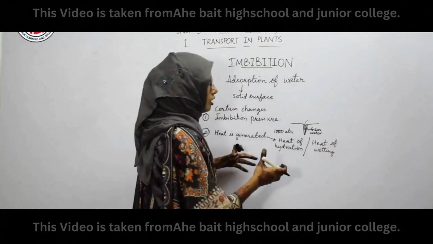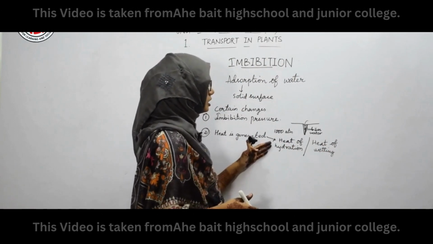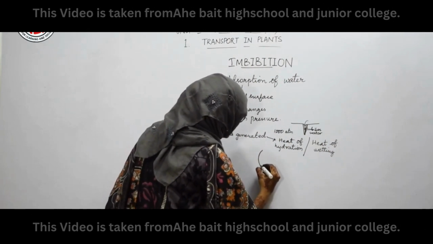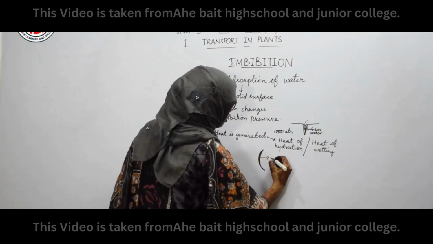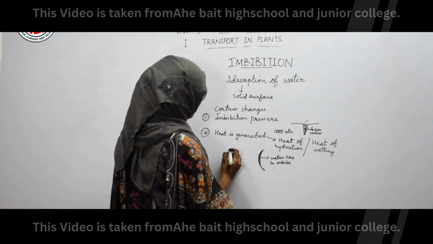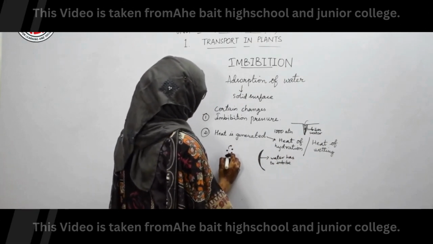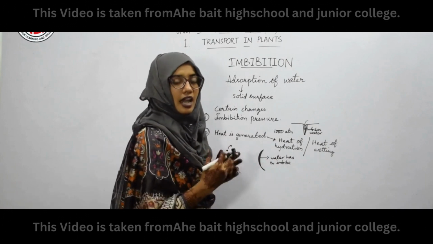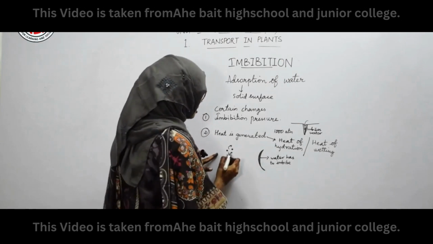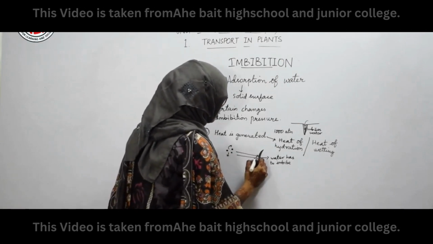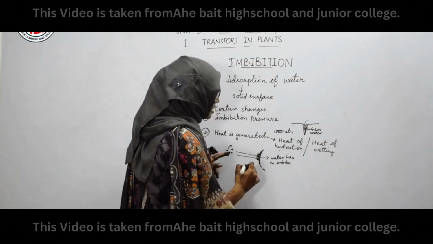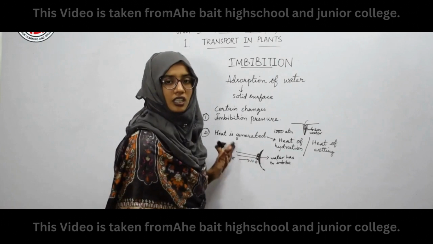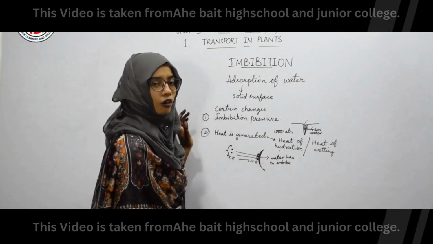As the water molecules are involved in this process, that's the reason it is called heat of hydration or heat of wetting. Suppose this is the surface on which the water has to imbibe, and these are some water molecules which are moving randomly in different directions, and these moving water particles have some kinetic energy. When these moving water particles get absorbed on this solid surface, this kinetic energy is converted into heat energy. So in this way, heat is released in the process of imbibition.